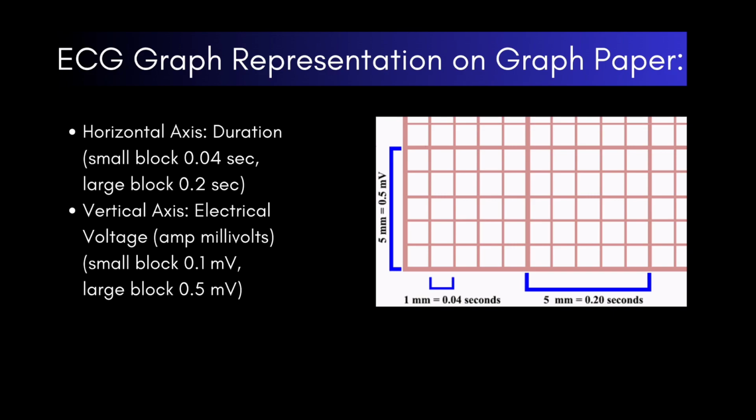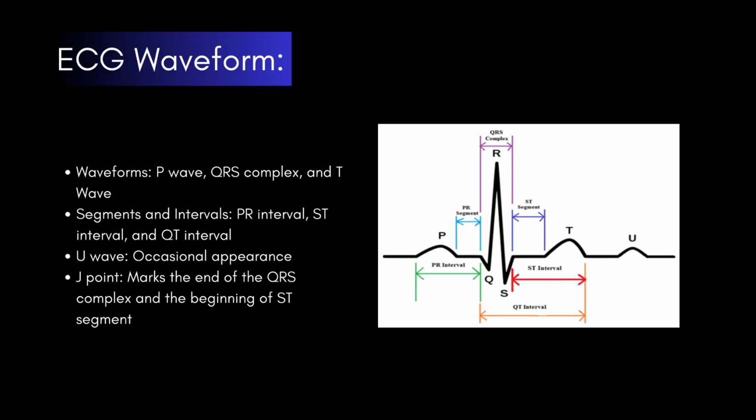Moving on, let's go ahead and talk about the waveforms you'll be seeing on these ECG graphs. So ECG waveforms are made up of P waves, the QRS complex, and T waves. Some of the segments and intervals you'll see here also include the PR interval, the ST interval, and the QT interval. The U wave makes an occasional appearance depending on various differential diagnoses. The J point marks the end of the QRS complex and the beginning of the ST segment. A nice visual representation of an ECG waveform can be seen on the picture to the right.